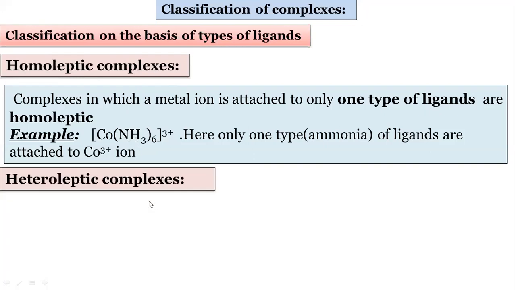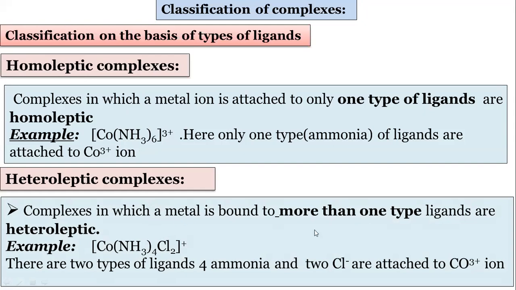And in the case of heteroleptic complexes, there is more than one type of ligand. See this example and compare these two examples. In the case of Co(NH3)6, only one type of ligand, ammonia, is involved, but in this example, we can clearly see four ammonias are there, and also two chlorine ligands are there. So there are different types of ligands. Such complexes are called heteroleptic complexes. And when only one type of ligand is there, these are called homoleptic complexes.